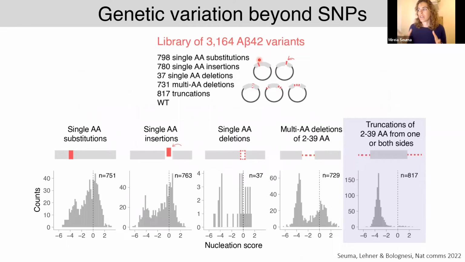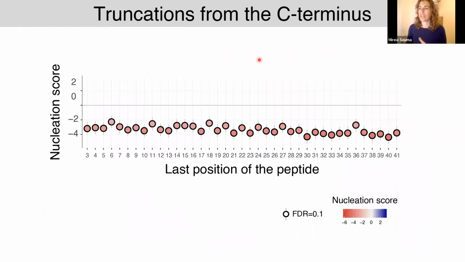We can delete bigger chunks of the peptide, and these are truncations from the N or the C-terminus. Let's start from deleting residues from the C-terminus. This is a bit of a boring plot. None of these truncations is able to increase nucleation, but I'm just showing you this here for the sake of pointing at this variant. This is A-beta 40.